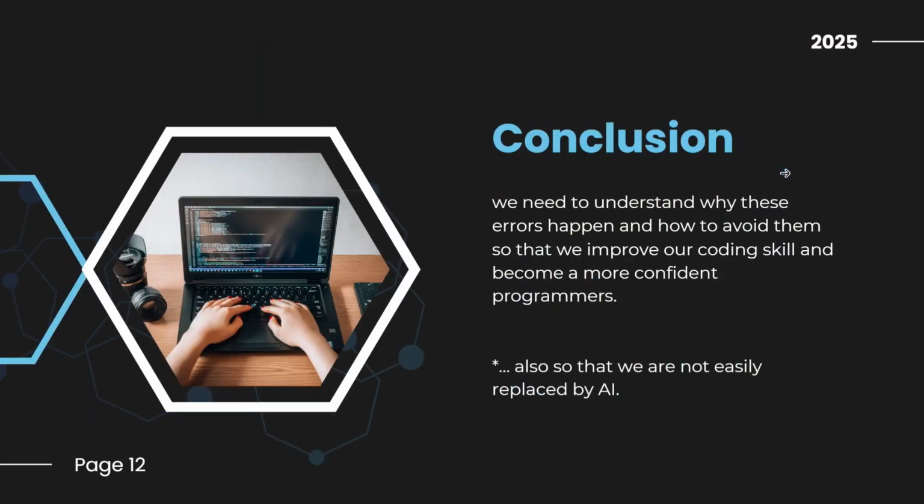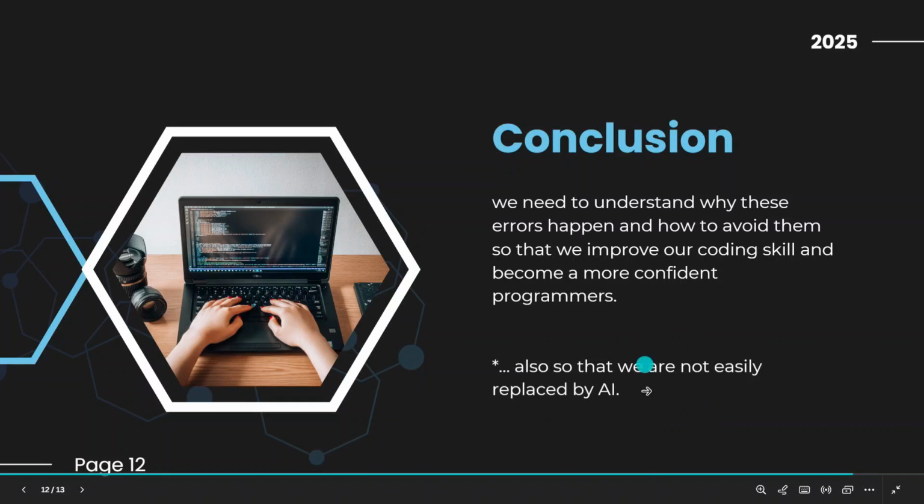So in conclusion, we need to understand that debugging isn't just about fixing mistakes. It is also to improve our coding skills and be more confident. By understanding these common types of error, we can improve our efficiency and ensure that our skills remain sharp, and also so that we are not easily replaced by AI.